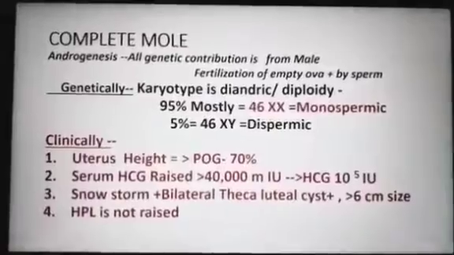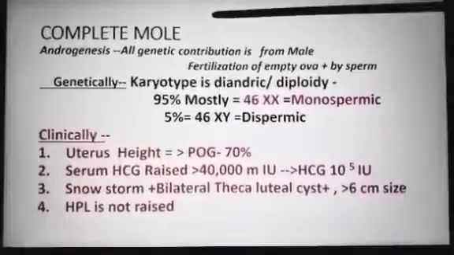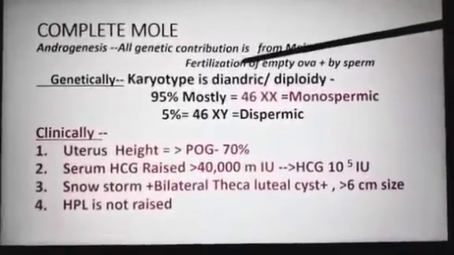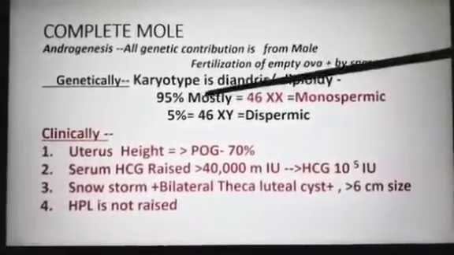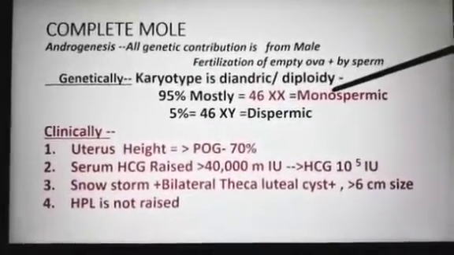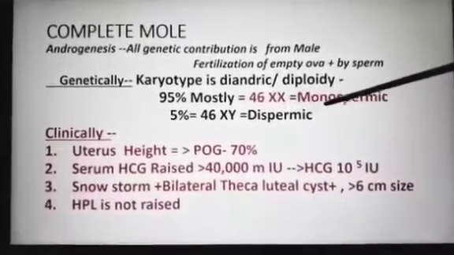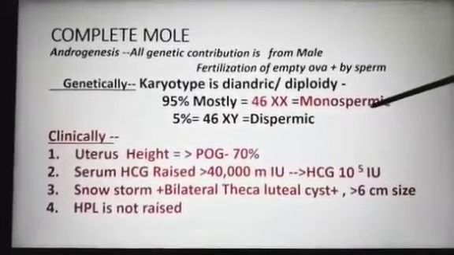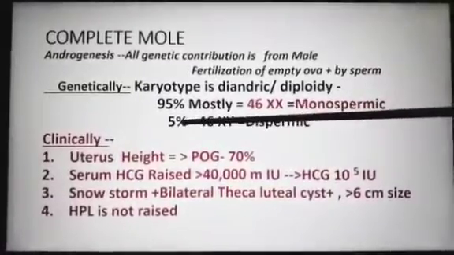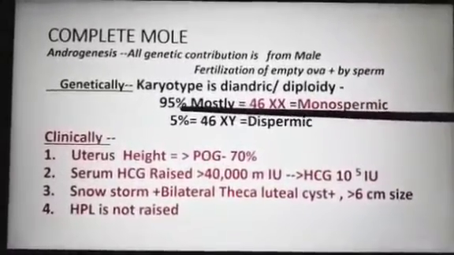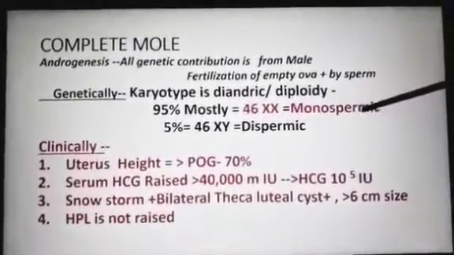What are the features of complete mole? There is androgenesis. Means what? All genetic contribution is from the male. There is a fertilization of an empty ovum by a spermatozoon. Genetically, the karyotype is diploid. In 95% of cases, mostly it is 46XX when it is monospermic. And when it is dispermic, it is 46XY, seen in 5% of cases. Usually MCQs are asked on this point. Mostly, 95%, it is 46XX when it is monospermic.